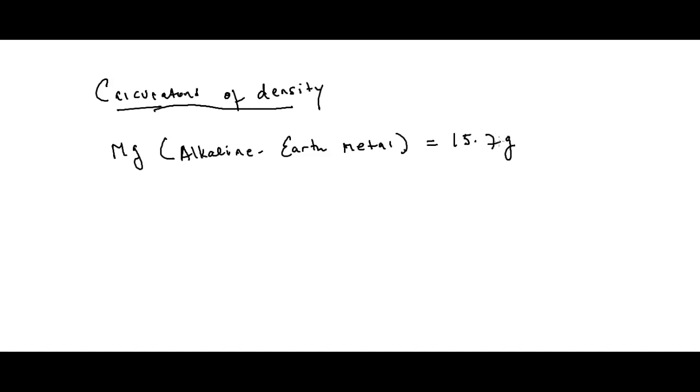Let's say the mass of this magnesium would be 15.7 grams. And then the volume of magnesium, I just pick a number, would be 13.2 centimeter cubed, and then we would like to calculate the density. So the density would be mass over volume, which is going to be 15.7 gram over 13.2 cubic centimeter. Remember, units are very important.